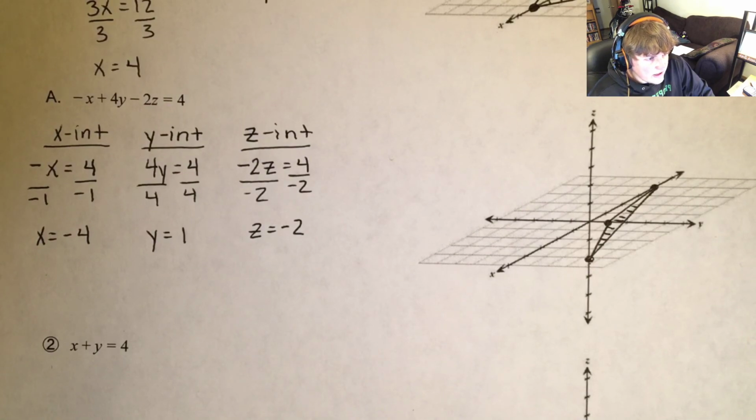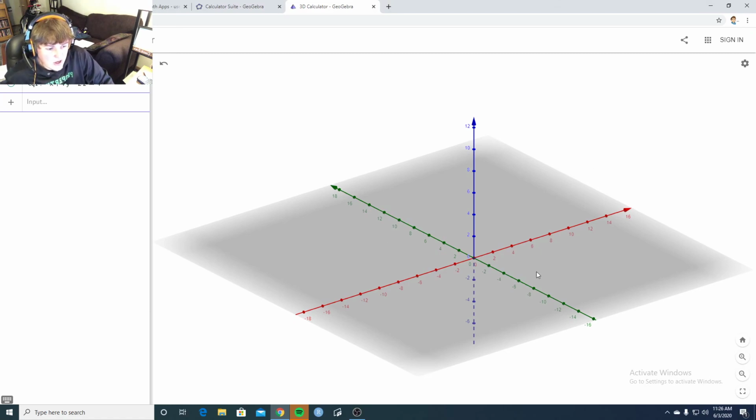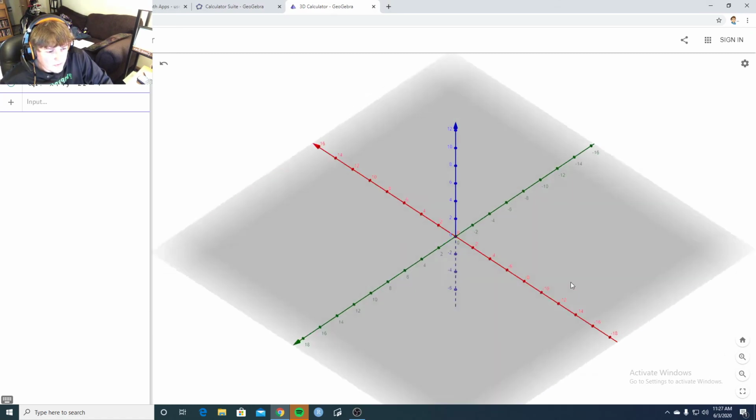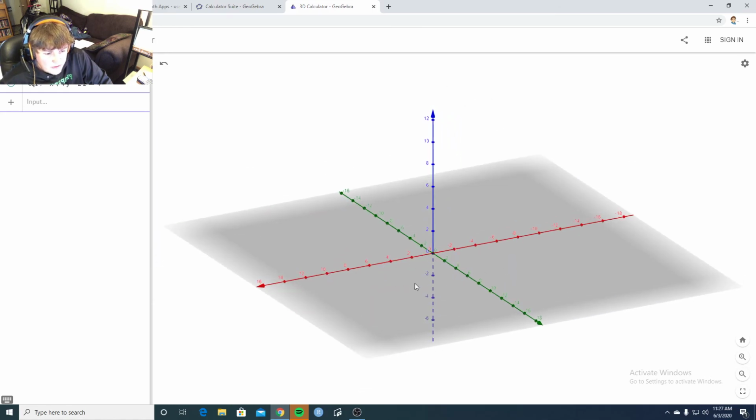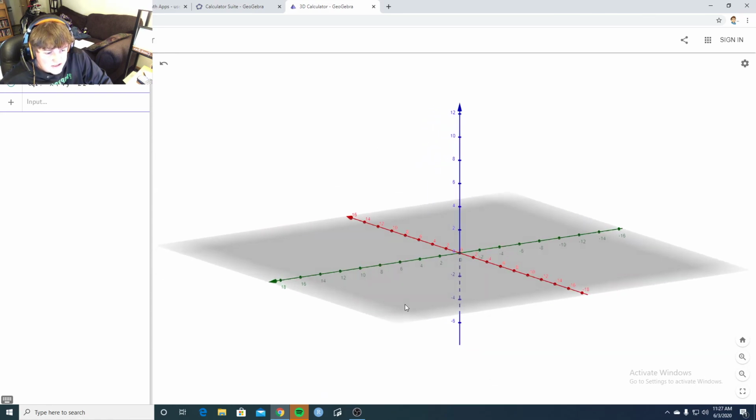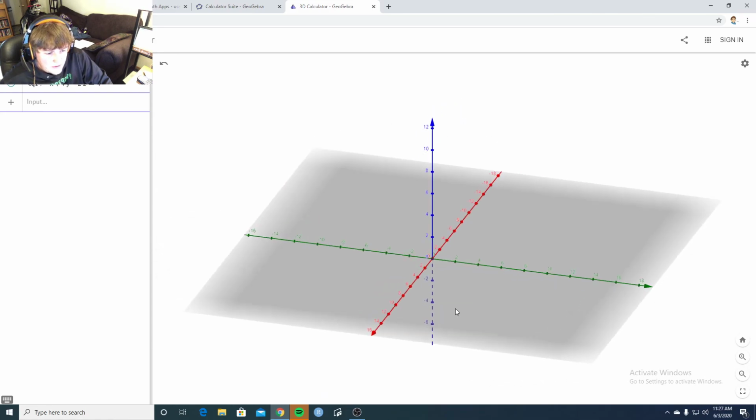All right, so now the next thing that I would like to do is show you what this will look like on a computer, or maybe just a little bit more of an accurate image of it using a 3D calculator. So let's go ahead and look here. As you can see right here, I have my X and Y axis, which is my red and my green. Okay, and then the Z axis is the blue one here. Okay, so anytime you see it's dashed, that means it's kind of hidden below.